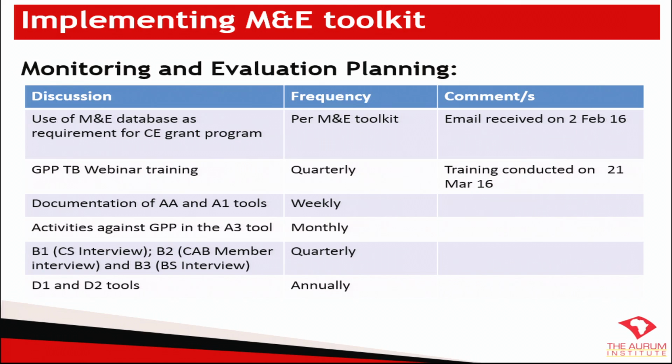the capturing plan. With regard to the A tools, these are captured on a weekly basis. The A3 tool, which is slightly different from other tools, is captured on a monthly basis. Then we've got those tools that need to be captured on a quarterly basis: the stakeholder interview tool, also known as the B1 tool, the CAP member interview tool, also known as the B2, and the B3 tool, which is your broader stakeholder interview.